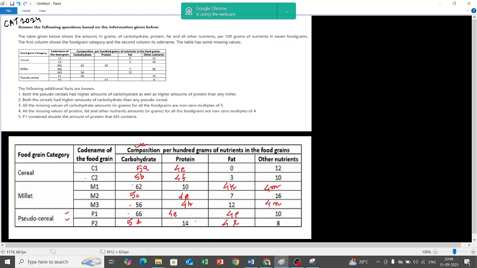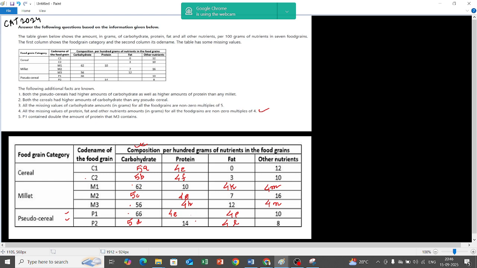Because that instruction is given. If you see instruction number 2, all the missing values of protein, fat and other nutrients for all the food grains are non-zero multiples of 4. So all the empty cells that we have for protein, fat and other nutrients, fill them up with multiples of 4.